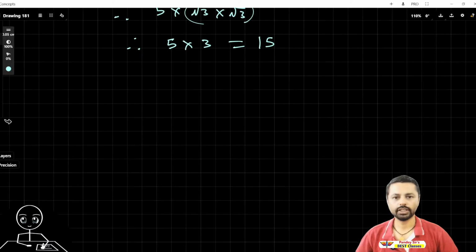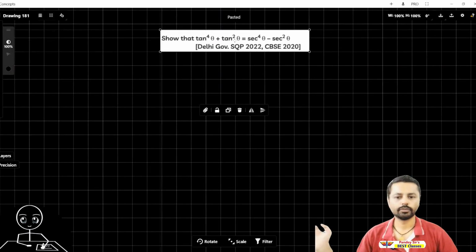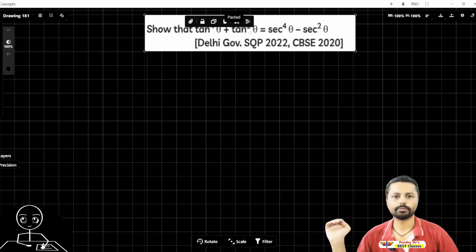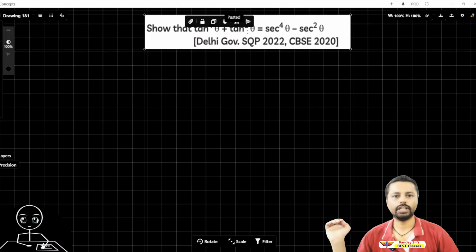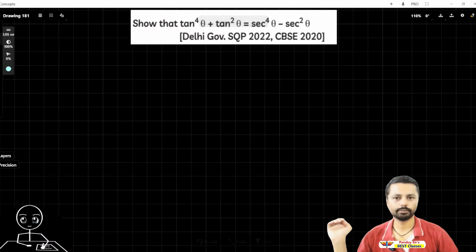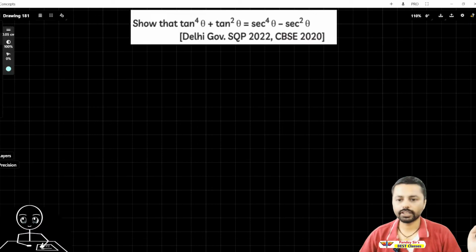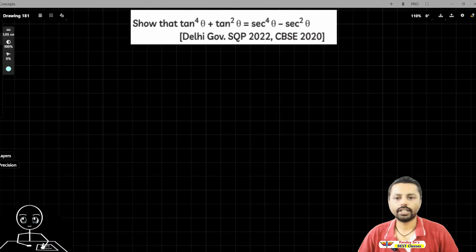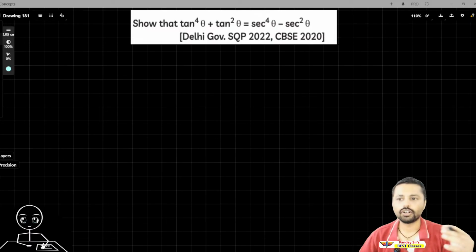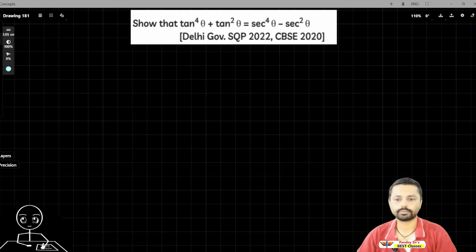In 2022, in the Delhi exam, this question was asked. You have to prove it. Now tell me what method you will use to prove it. Like on which identity or which method, what you will do.